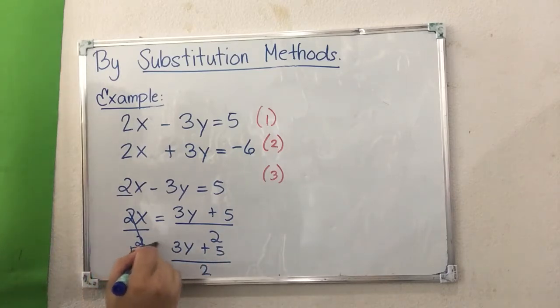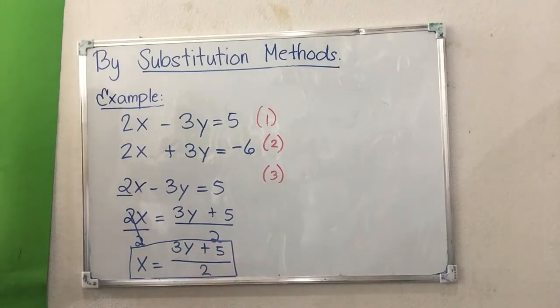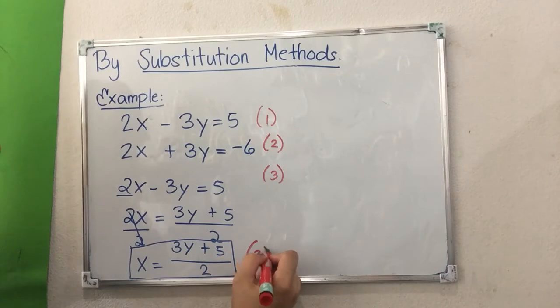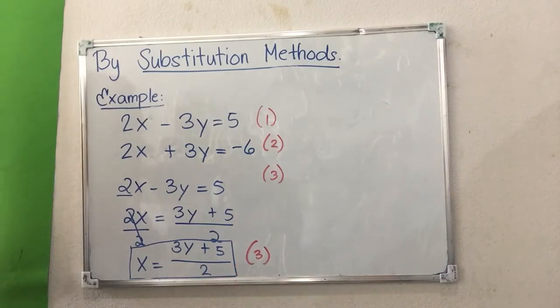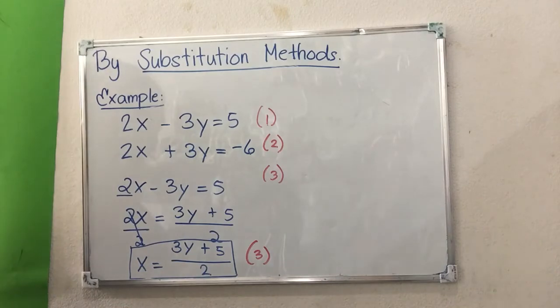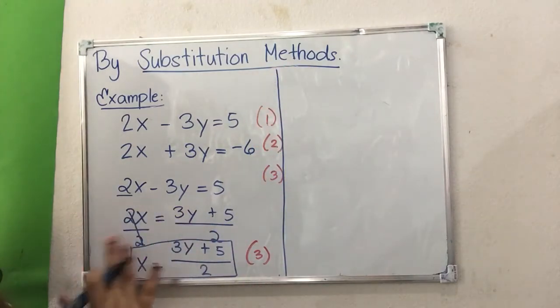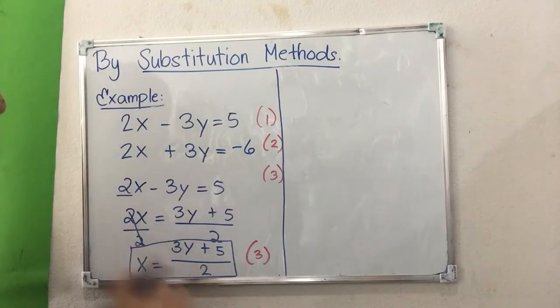So this is our equation 3. We have the value of x, 3y plus 5 over 2. Okay, continue to the next step. I will not erase this so that you can see it earlier. First, we're going to find the value of y.